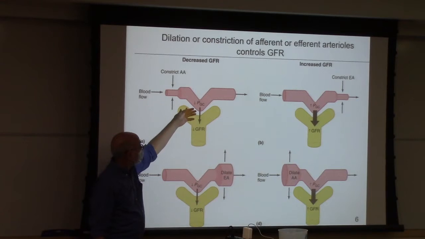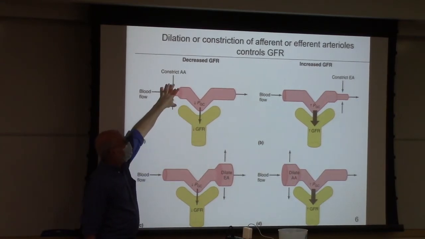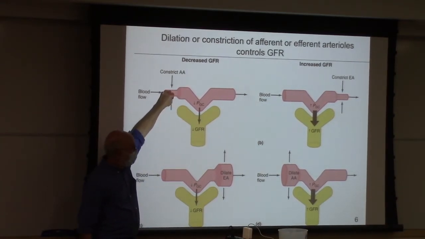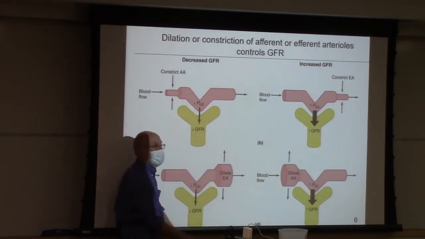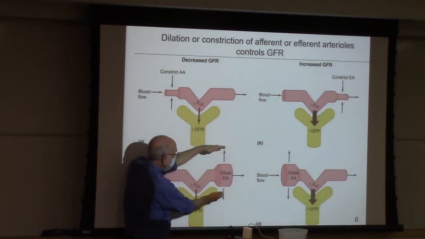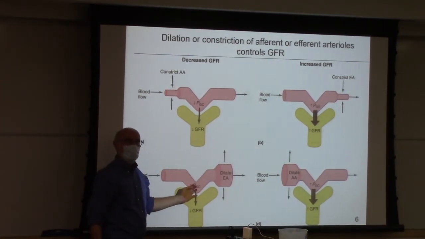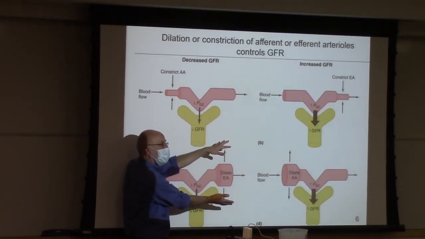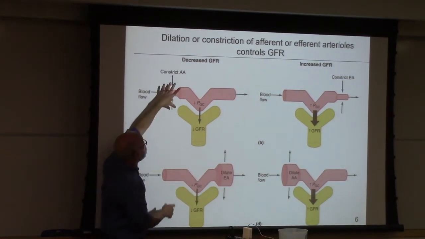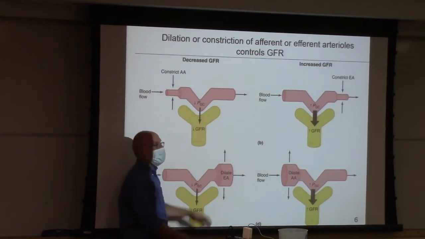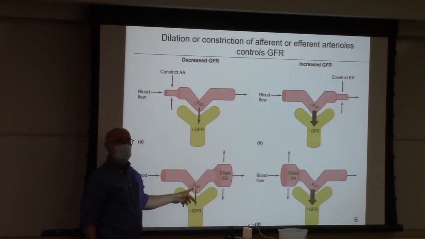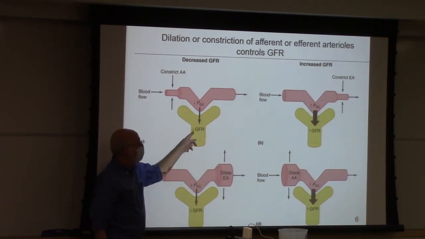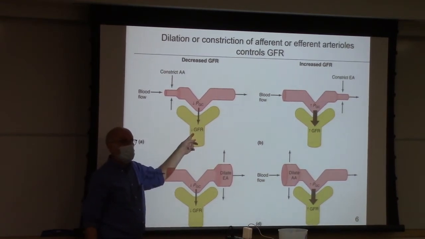So, constricting the afferent arteriole or dilating the efferent arteriole. By dilating the outflow, it lowers the pressure in the glomerulus because we're letting it all out the other end and we're not constricting it here. So constricting the inflow or dilating the outflow lowers the pressure in the glomerular capillaries and lowers the rate at which fluid is filtered.